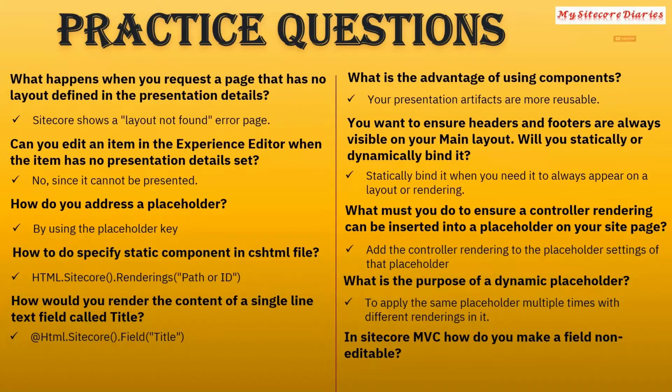In Sitecore MVC, how do you make a field non-editable? You do not want a field to be editable. Then what you have to do is set the disable web edit property to true. Then that field will become non-editable.